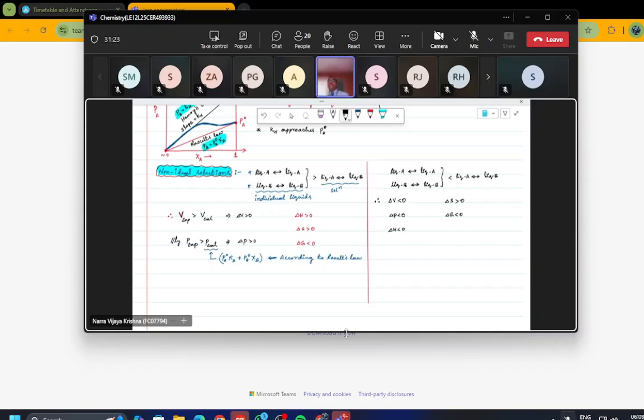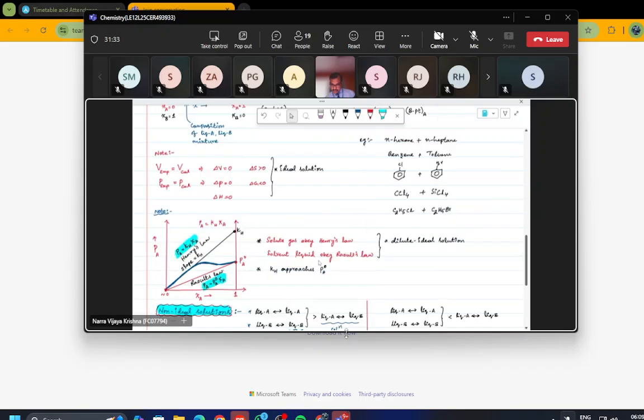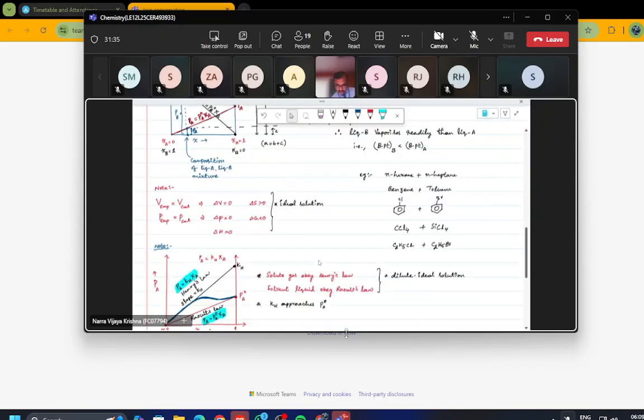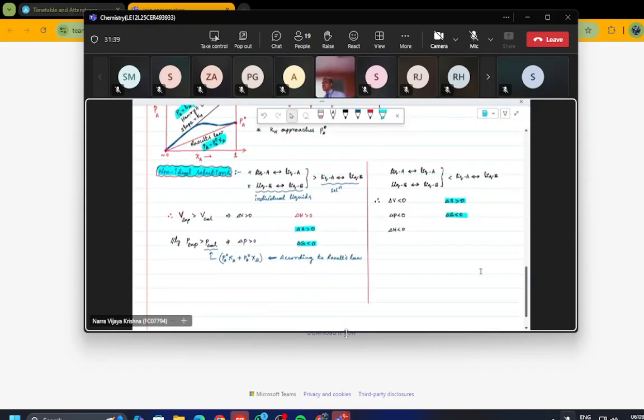Is it clear? What have you noticed? Whether it is ideal or non-ideal, always delta S is greater than 0 and delta G is less than 0. What is the meaning of delta G less than 0? It means spontaneous.